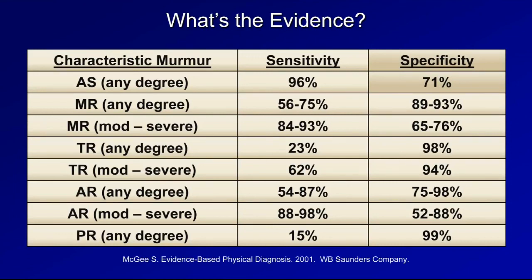Overall, these numbers compare pretty favorably to the test characteristics of other parts of the physical exam. There are two notable exceptions. First, regarding tricuspid regurgitation. The presence of the characteristic murmur has only a 23% sensitivity. This translates into this murmur being uncommonly heard, despite TR's relative commonality. Luckily, mild TR is rarely of any clinical significance. The second exception is an even lower sensitivity for detecting pulmonary regurgitation. For a variety of reasons, this murmur is very rarely heard.